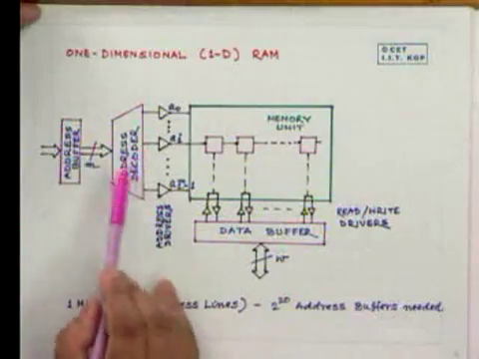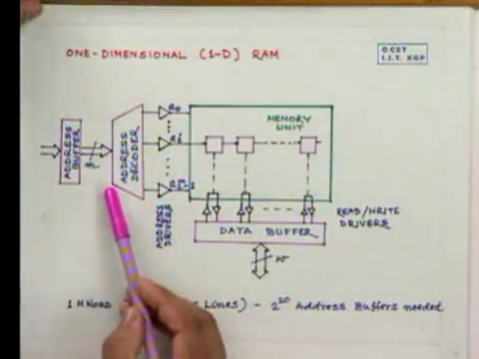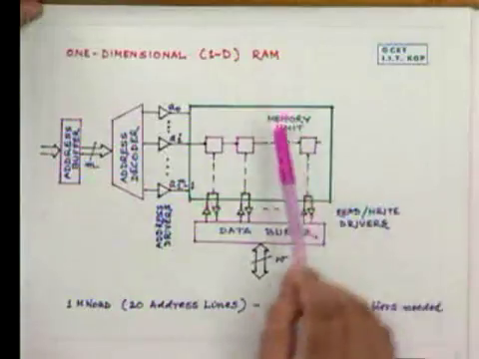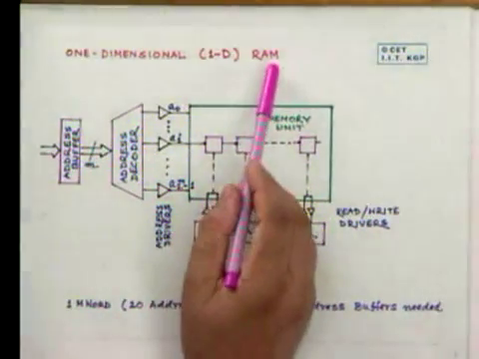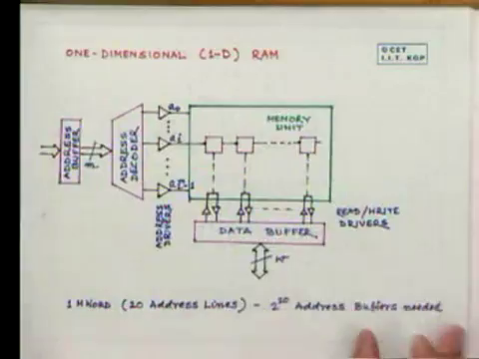But from the conceptual point of view, as programmers, we view the memory as if we are going word by word, arranged in a linear fashion. This is the one-dimensional organization of the RAM.